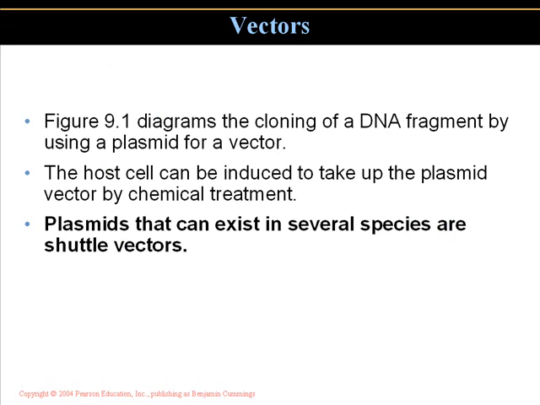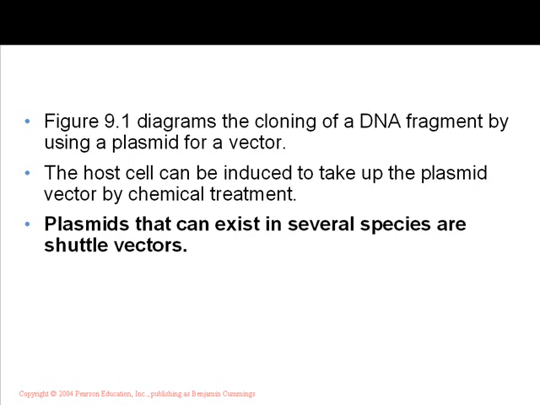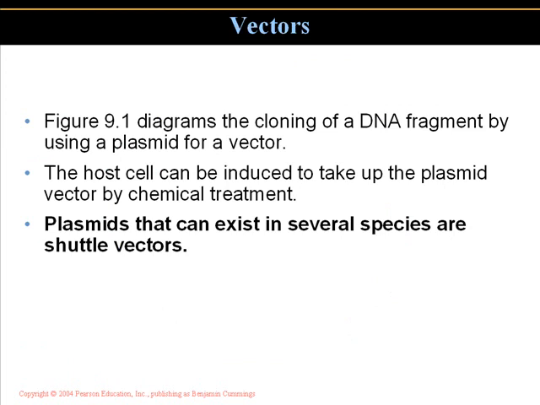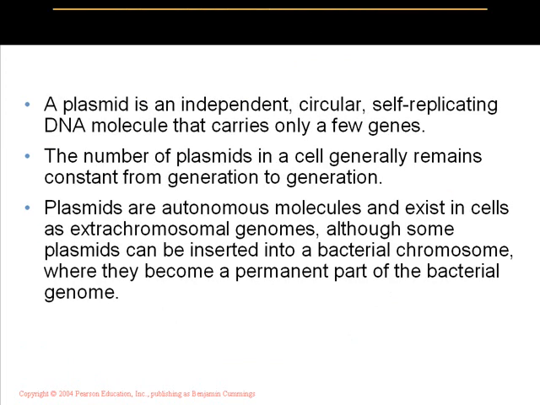Now, host cells can be induced to take up particular plasmids. Plasmids, again, are used as vectors. The previous diagram basically showed you the DNA fragment of a particular vector. Plasmids can exist in several species as shuttle vectors, in other words, transmitting genetic information from one site to another. A plasmid is an independent, circular, self-replicating DNA molecule that carries only a few genes. So just a little bit of genetic information is transmitted there. The number of plasmids in a cell generally remains constant from generation to generation.